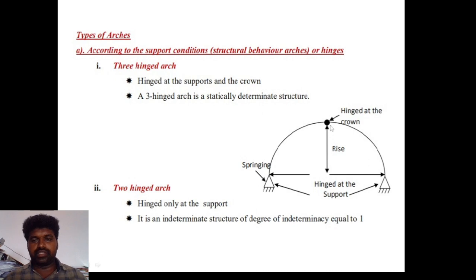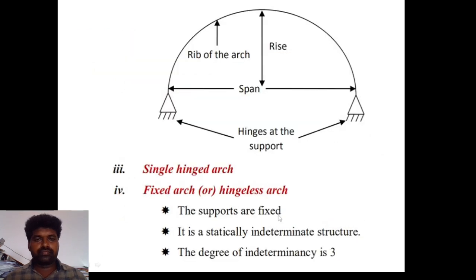This is called the rise, this is the crown, and this is called the spring. Hinged at the spring and the crown. Two hinge arches are hinged only at the support. It is an indeterminate structure with degree of indeterminacy equal to 1. This is the rib of the arch. This is the rise, span, arch, span, hinges at the support.